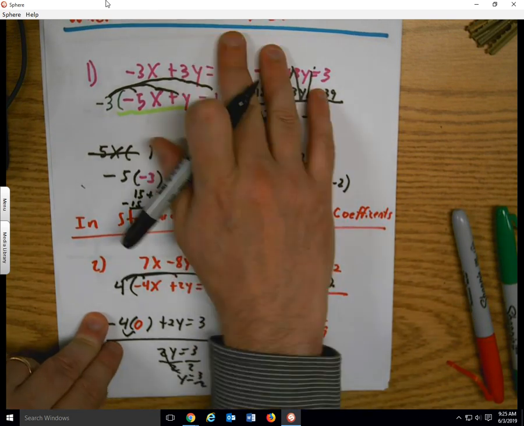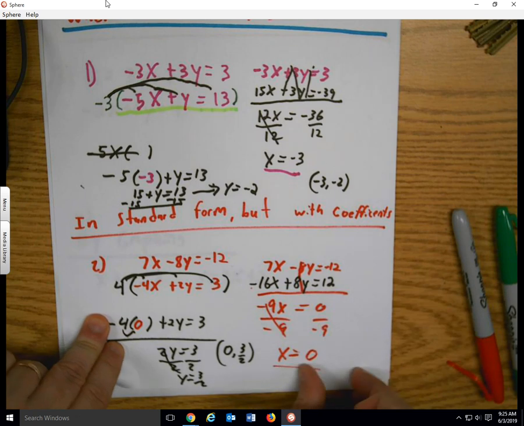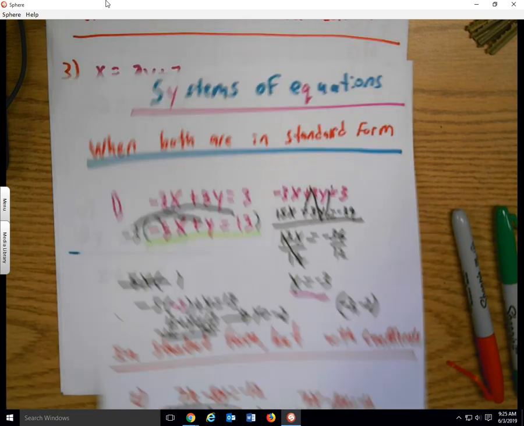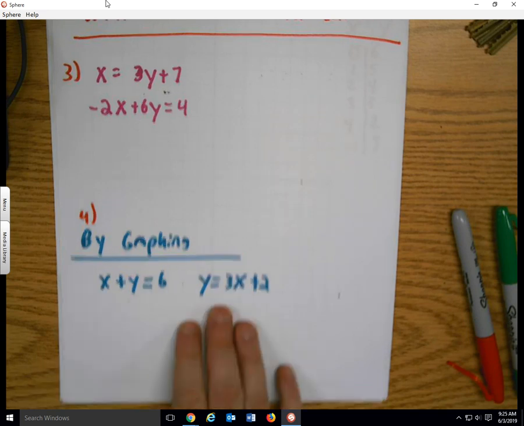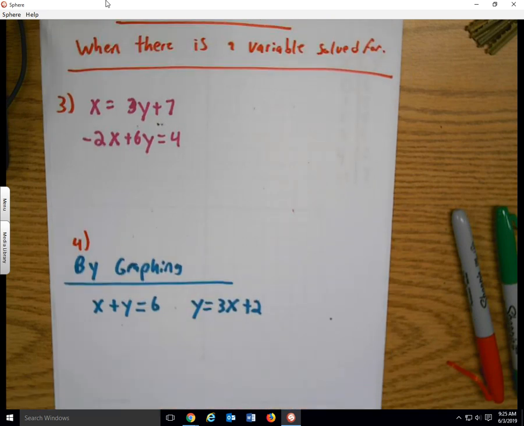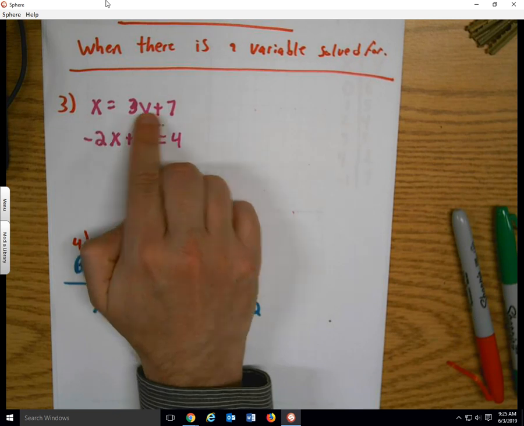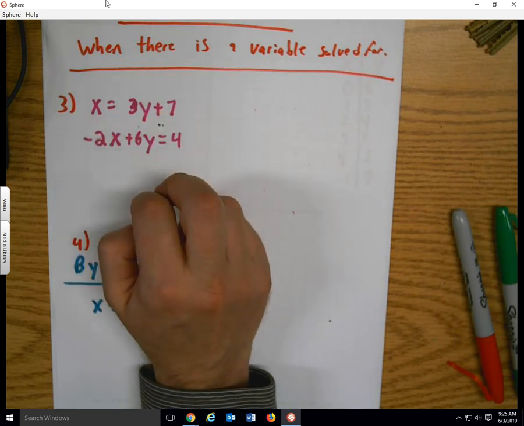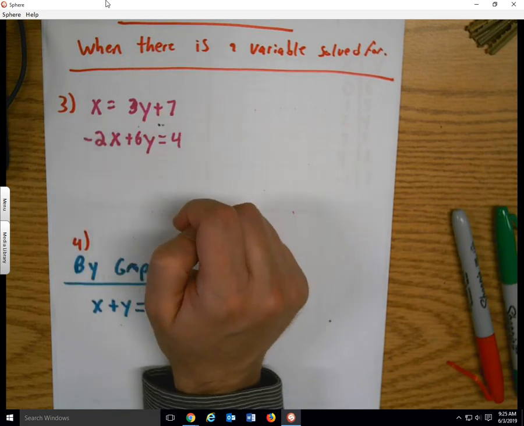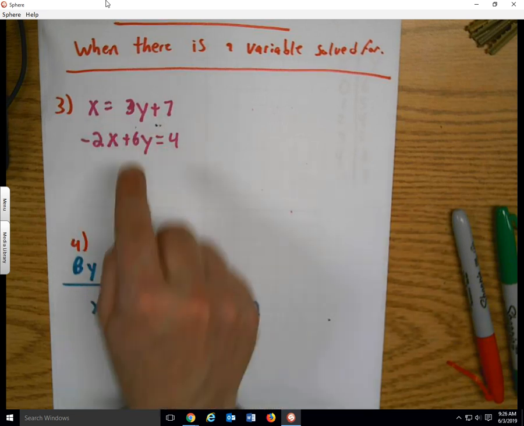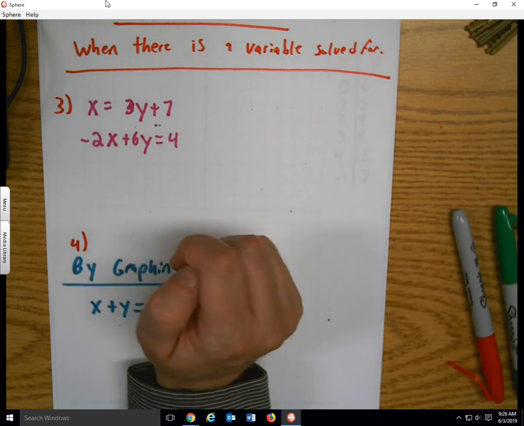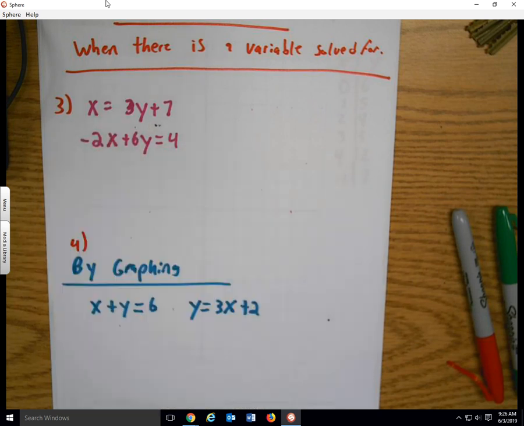Okay, so we covered how to do standard form, and standard form with coefficients. Now, when there is a variable solved for already, you can solve any of these problems with any method that we've covered in this class. But typically when a letter is already solved for, instead of getting it in standard form, which you can easily do by adding a negative 3x to both sides, a lot of times people will just use substitution.